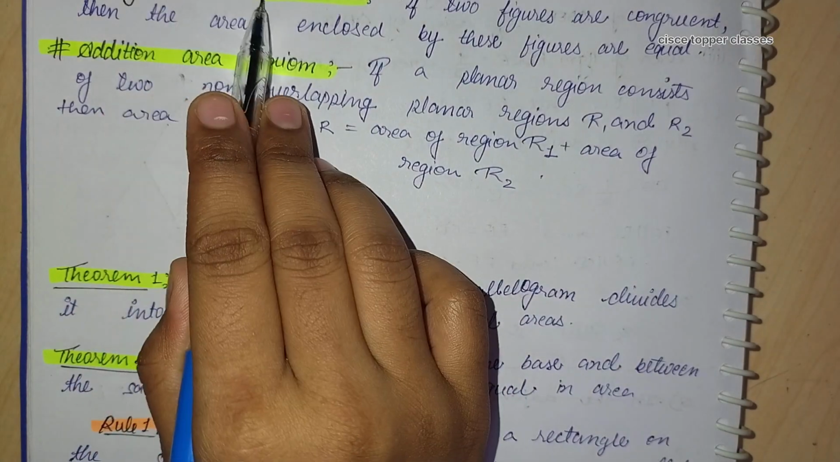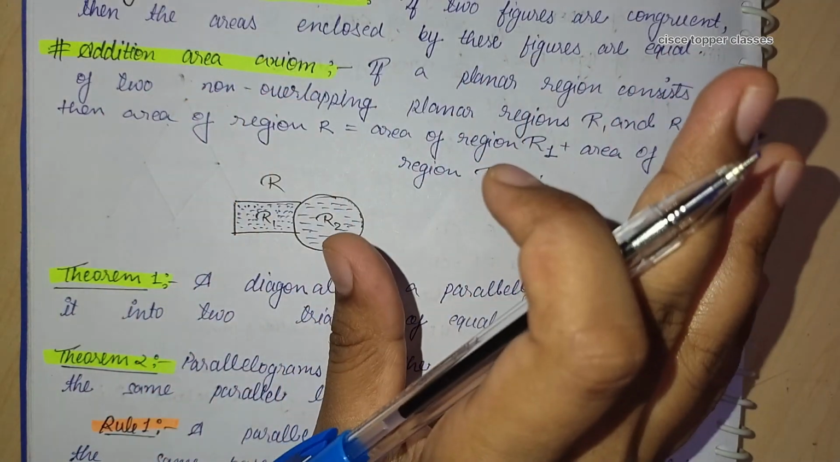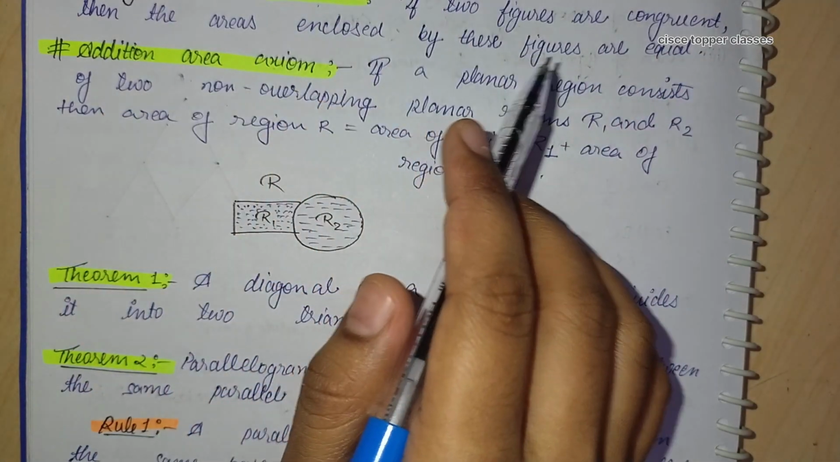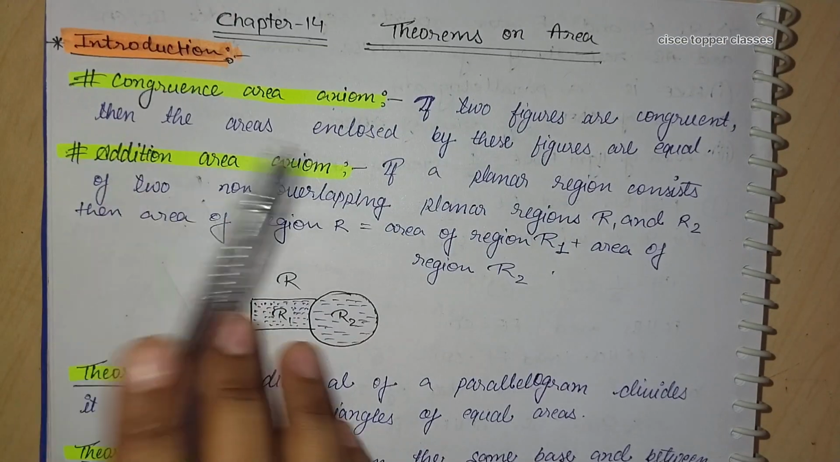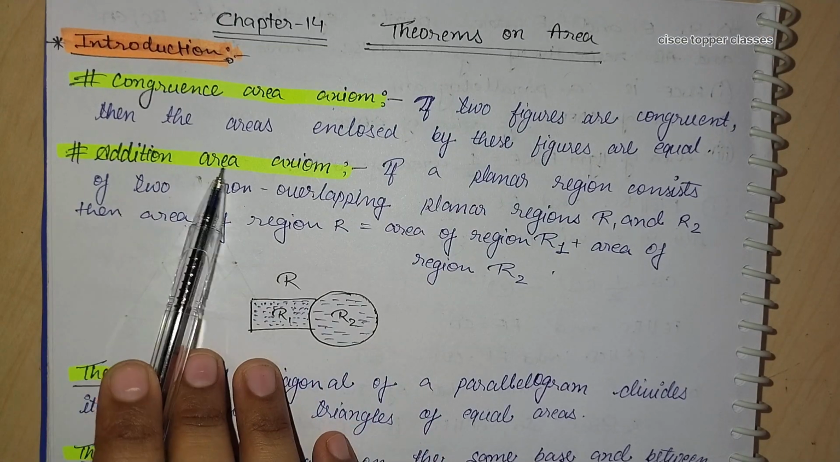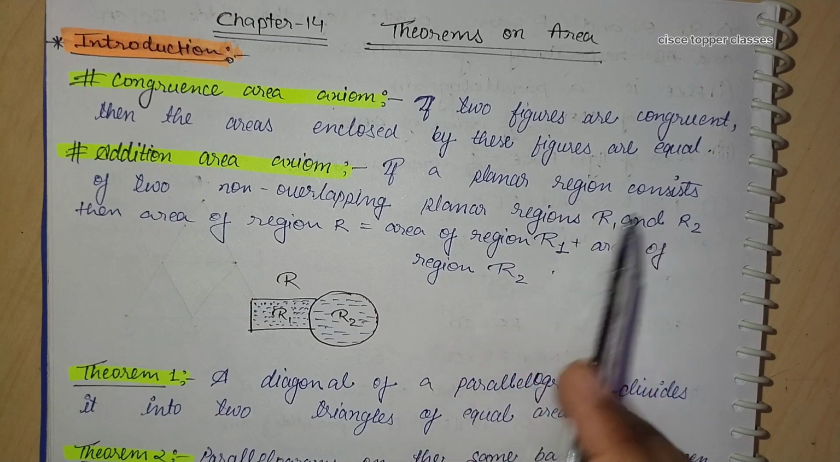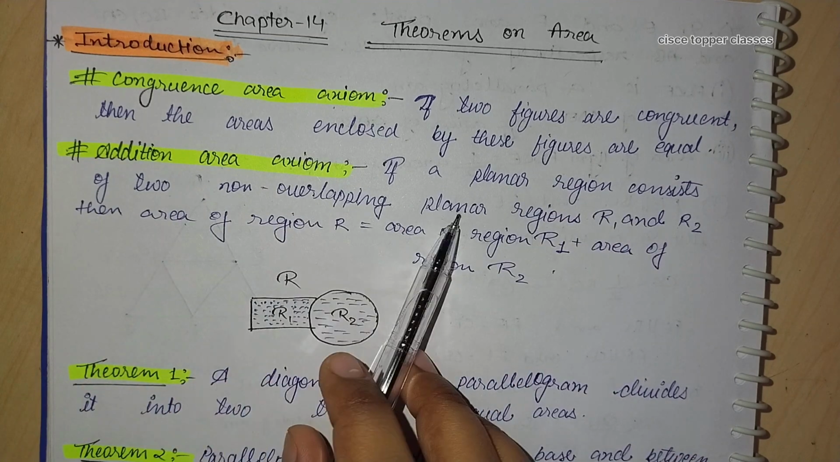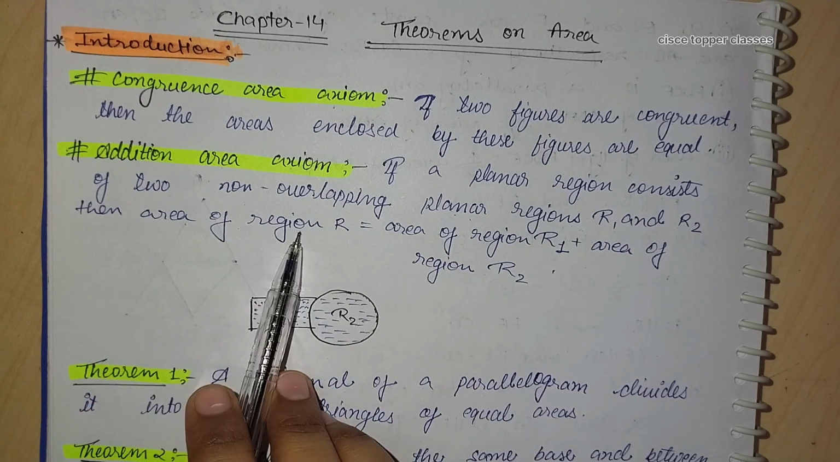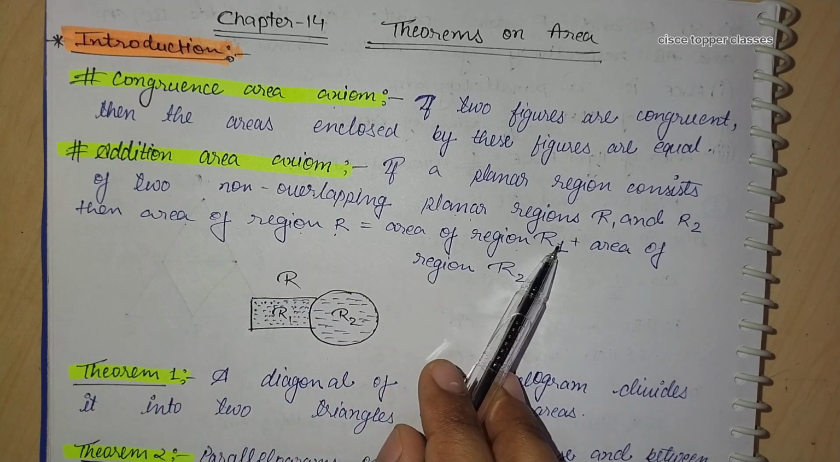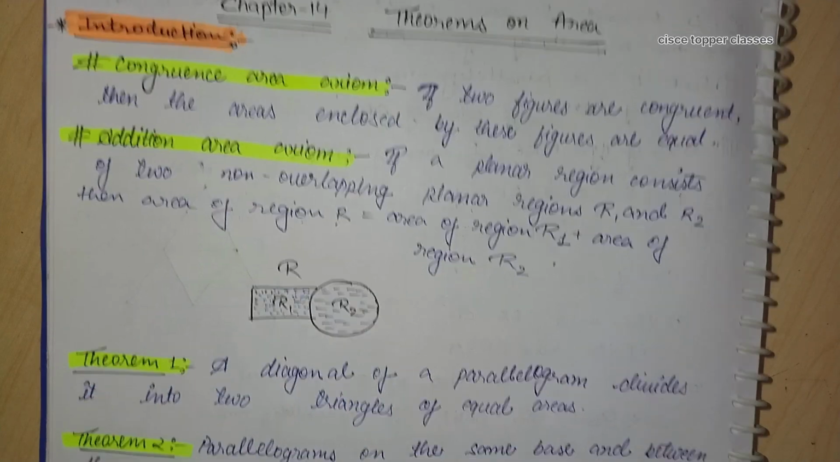Here we have the congruence area axiom. If two figures are congruent, then the areas enclosed by these figures are equal. This is the rule of the congruence area axiom. And then the addition area axiom: if a planar region R consists of two non-overlapping planar regions R1 and R2, then the area of region R is equal to the area of region R1 plus the area of region R2.